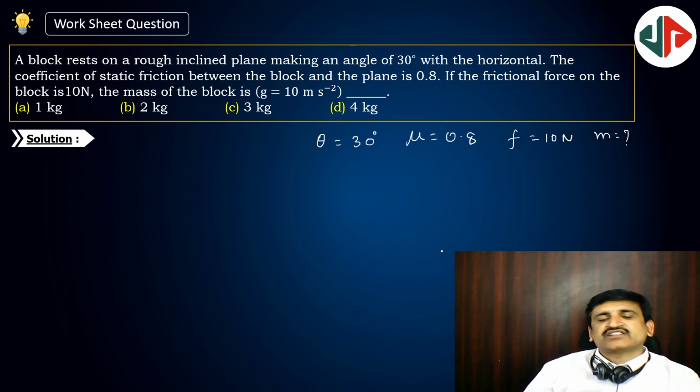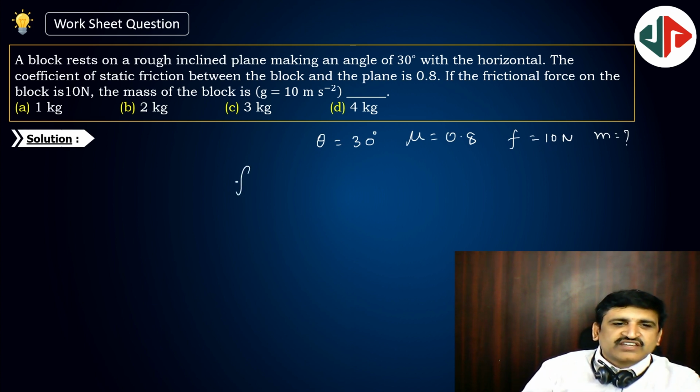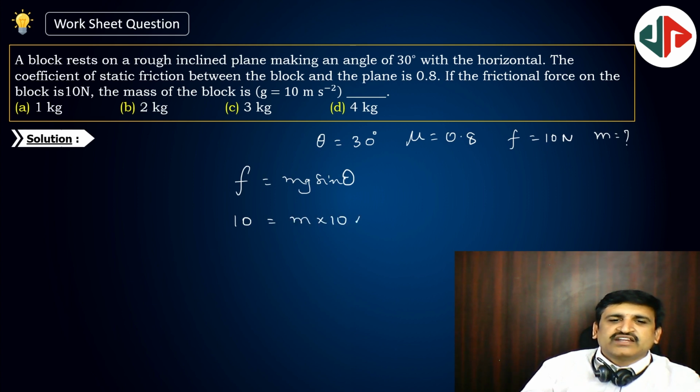Here a small correction. We need to keep in mind that the body is ready to slide; only then can we do this, otherwise we can't. So if the body is ready to slide, F is equal to 10 newtons. Here the frictional force is given. The frictional force F is balancing mg sin theta. So 10 newtons is equal to mg sin theta. What is m? That I have to find. g value 10 into sin 30 degrees, which is 1 by 2. The 10 gets cancelled. So m is equal to 2 kg.